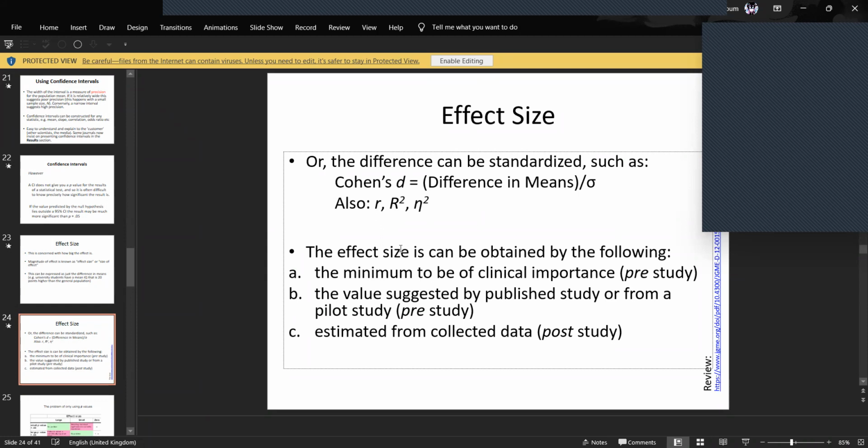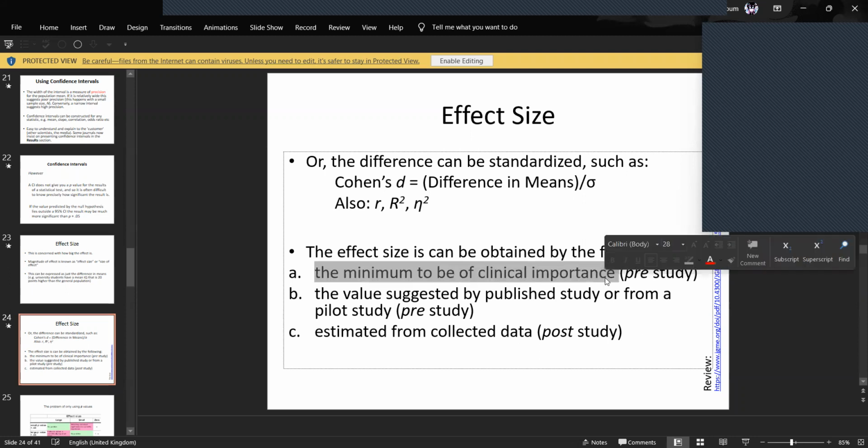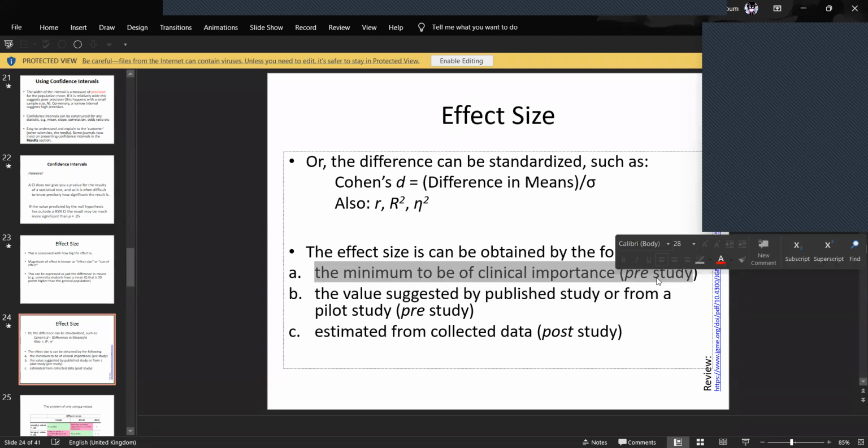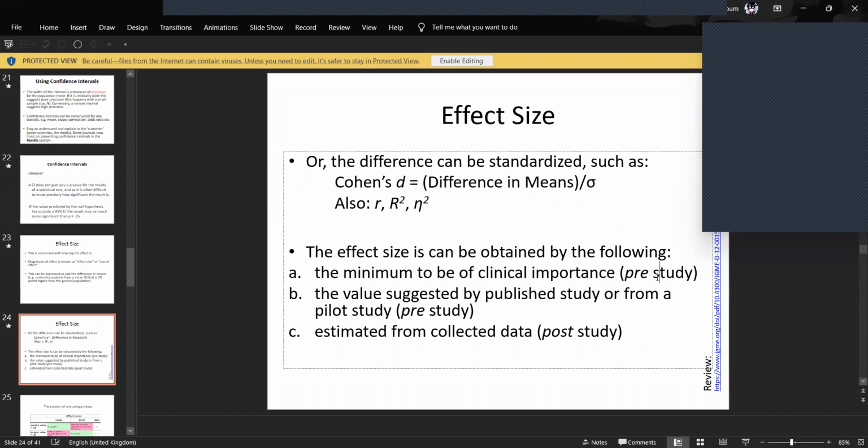You usually set a specific effect size even before you do your study, right? And so what this means is that let's say I want to make a drug that lowers my patient's blood pressure at least 5 millimeters of mercury, right? So that's going to be the minimum to be of clinical importance for this particular study that I'm doing, right? And so depending on what I do, then that will change the effect size, right? So for this example, the effect size was 5 millimeters mercury because I want to reduce my patient's blood pressure by 5 millimeters mercury.